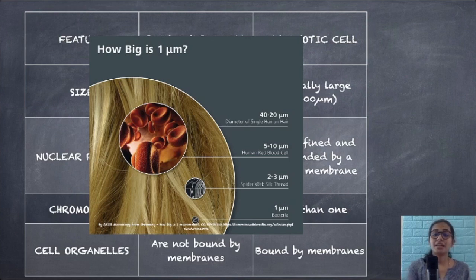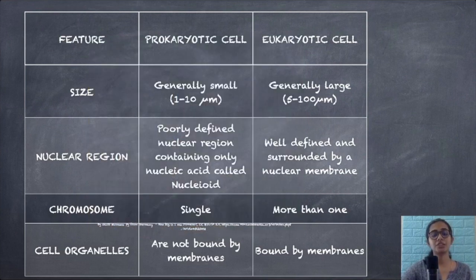The size of our red blood cell is 5 to 10 micrometers. And that of a spider web silk thread is 2 to 3 micrometers. Now, a bacteria is 1 micrometer. Right? So, the general size of a prokaryotic cell is usually small, from 1 to 10 micrometers, and a eukaryotic cell is generally larger. That means 5 to 100 micrometers.